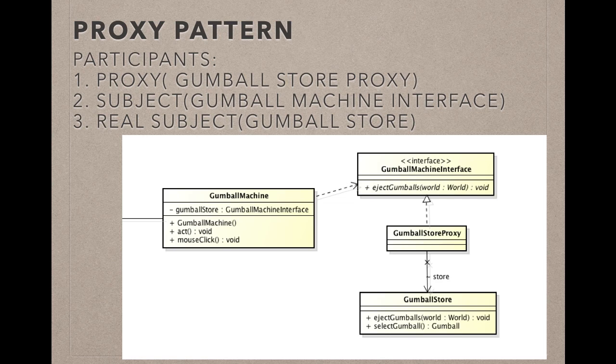If he has the star, the gumballs will be ejected based on the number of stars. If he does not have any star, the store won't eject any gumball. Let's see how I have implemented this in the game.